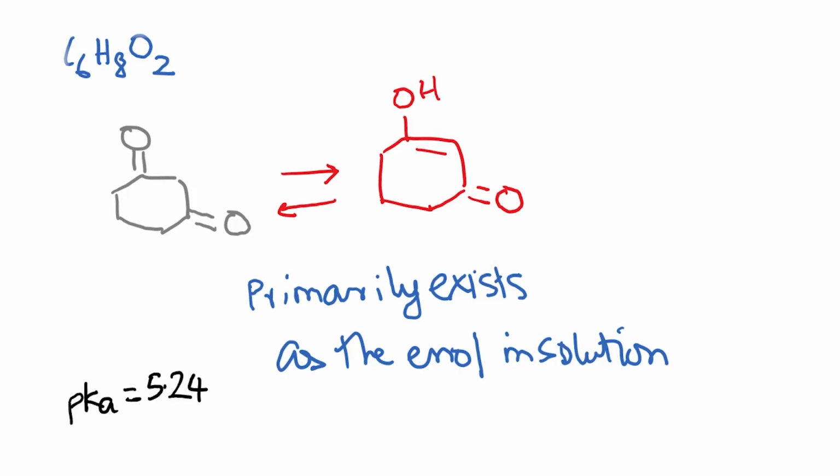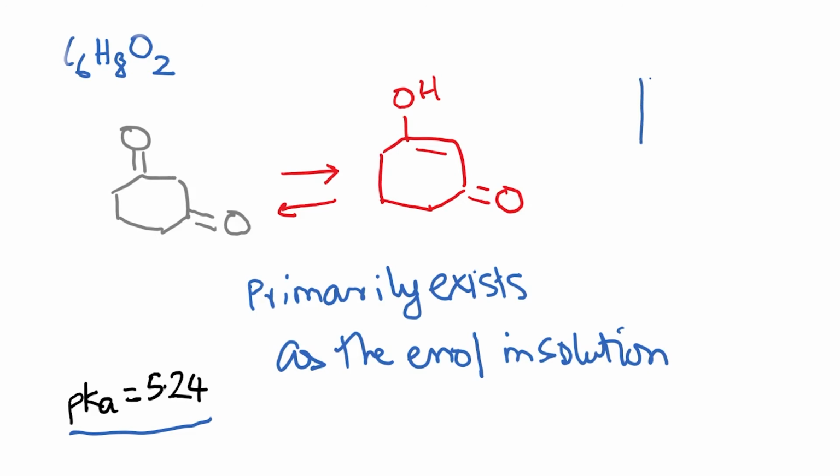So let's consider the first case. This is the favorite case for us because we know very well about 1,3 dicarbonyl compounds. When you dissolve this in solution, we know that it primarily exists as the enol. In this case, the pKa has been reported to be 5.24, and this is fairly acidic. So if you put this in solution, it's going to primarily exist as the enol form. And so the enol can be detected using many techniques, including NMR.